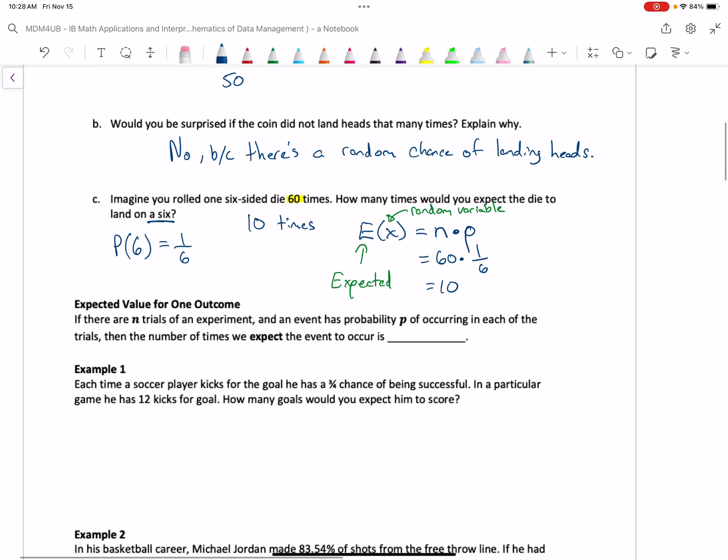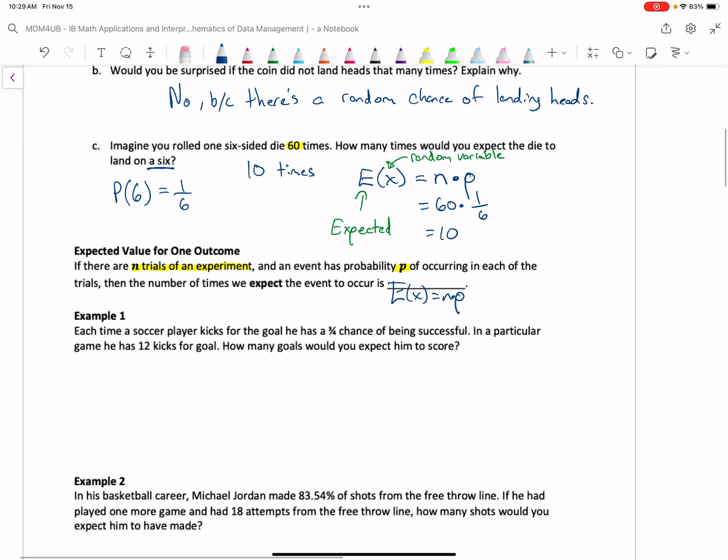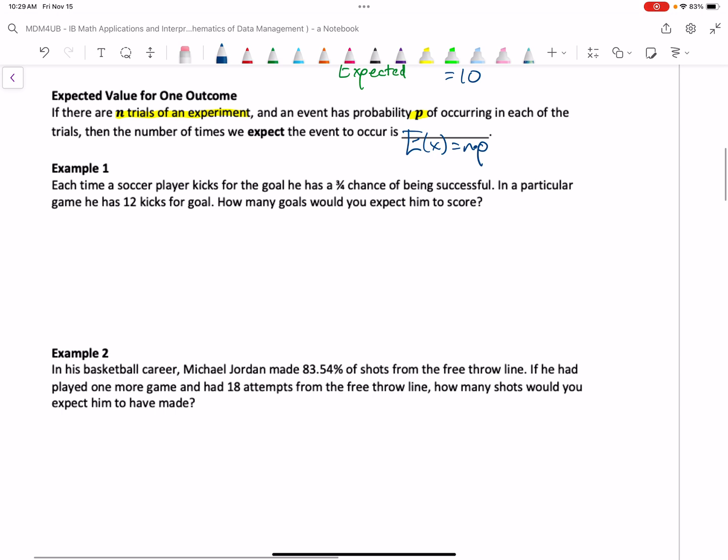So down here it says, if there are n trials of an experiment and an event has probability of p occurring in each of the trials, then the number of times we expect the event to occur is just that formula. So E of x equals n times p. So pretty straightforward, and that can come up in a lot of different situations. And it's not too complex, but let's just take a look at a couple.